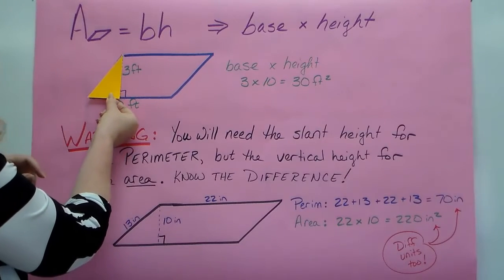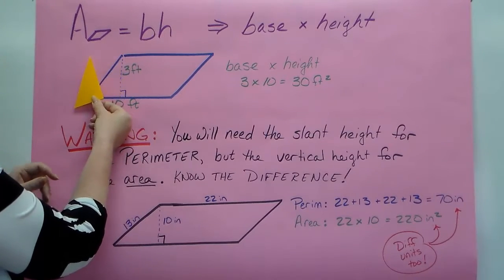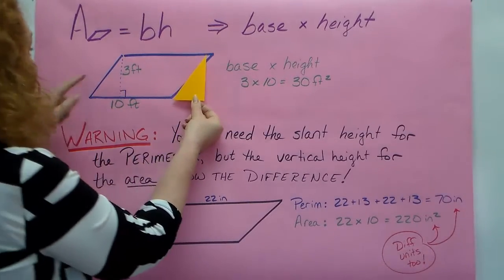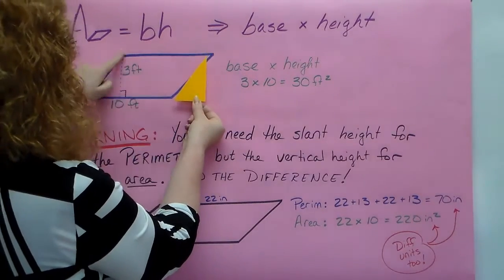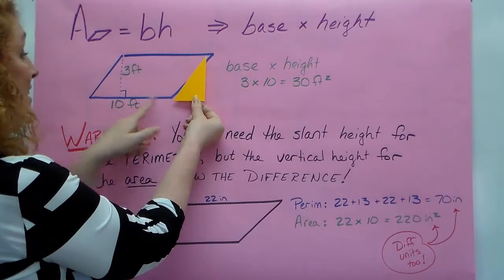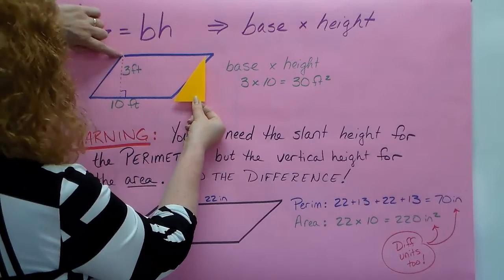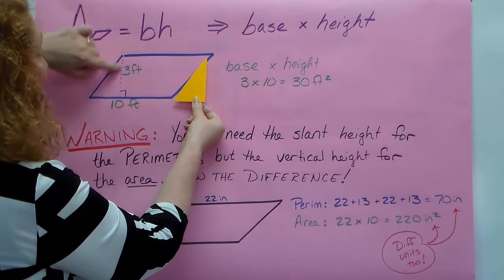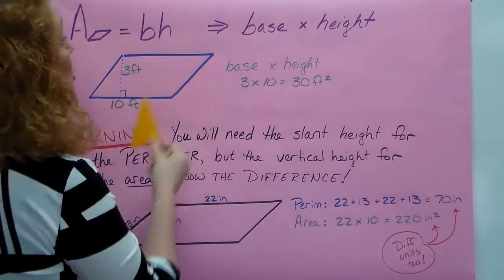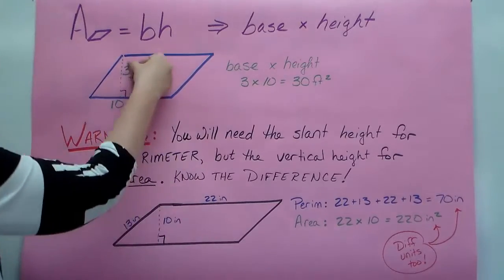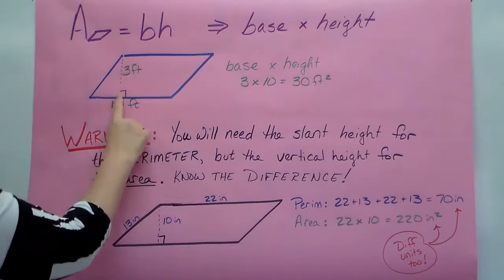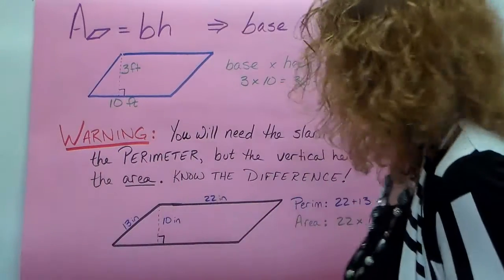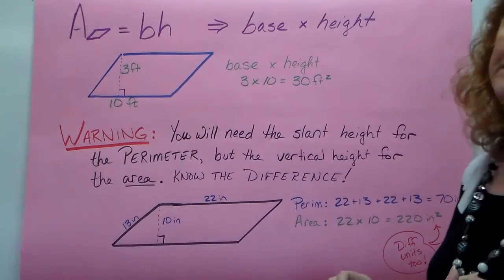Because if you take this piece and you cut it off, you can take it over here and match it up exactly so that it then makes a rectangle with a base that's still 10. And you see this base didn't change. And then the height is 3. So what you want to do is find exactly perpendicular height here. And you multiply them together. Base times height, 3 times 10 is 30 feet squared.